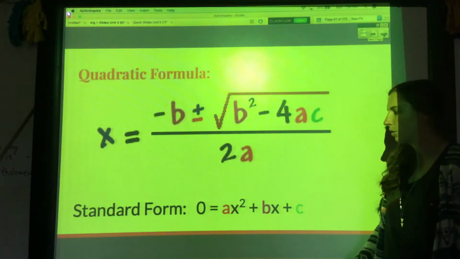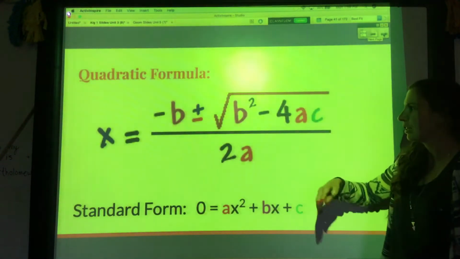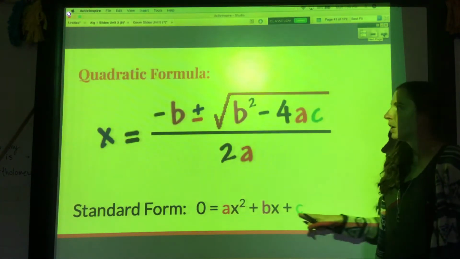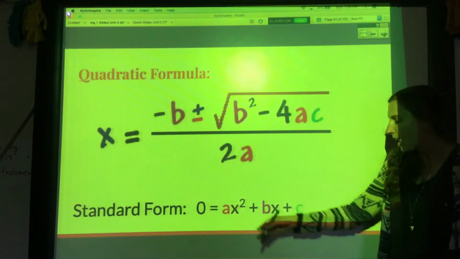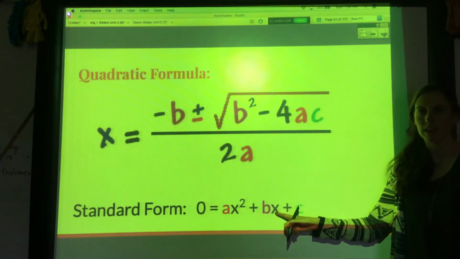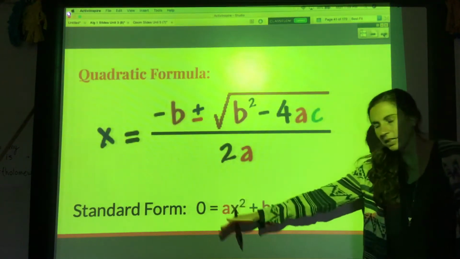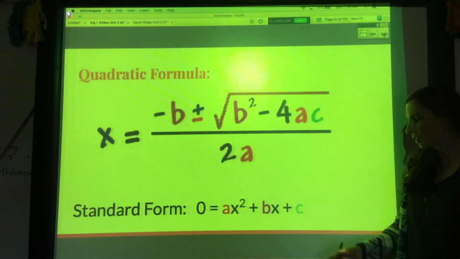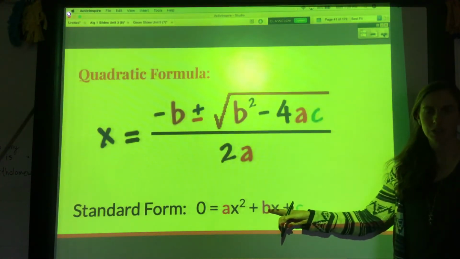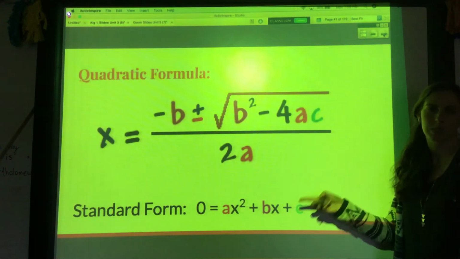You follow it like a roadmap, and every time you come to a B, an A, or a C, you put in what it represents. The A, B, and C come from your quadratic. The A is whatever's in front of the x squared. The B is whatever's in front of the x, and the C is the constant. Everything has to be on the same side, and if you're ever missing something, like if we just didn't even have an x term, then B would be 0. Or if you didn't have a constant on the end, C would be 0.